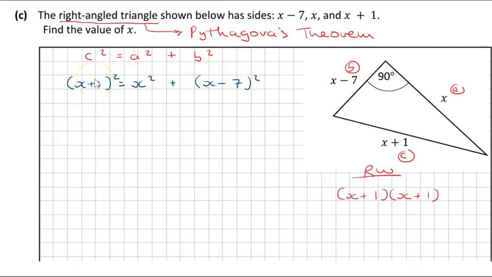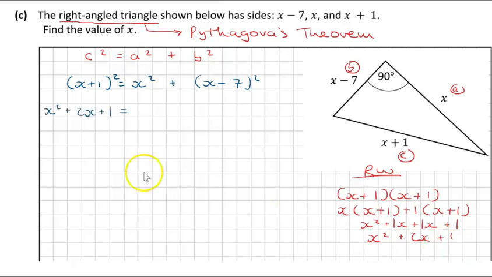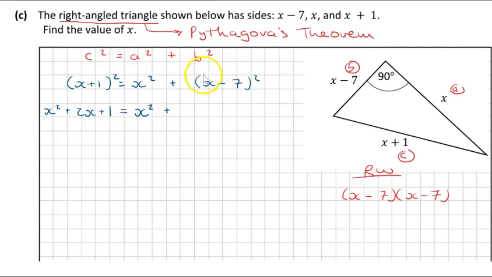So x plus 1 to be squared is x plus 1 times x plus 1, which is going to be x times x plus 1 times x plus 1. Then x times x is x squared, x times 1 is 1x, 1 times x is 1x, and 1 times 1 is 1. So then we bring down the x squared, and 1x plus 1x is 2x, and we bring down the plus 1. So we have x squared plus 2x plus 1 is equal to, so then we bring down the x squared, we bring down the plus, and then we're going to do more rough work.